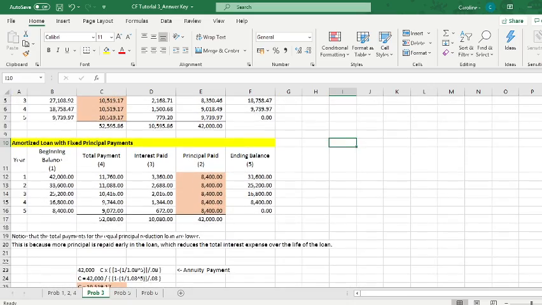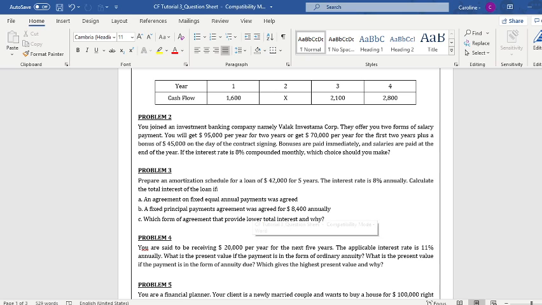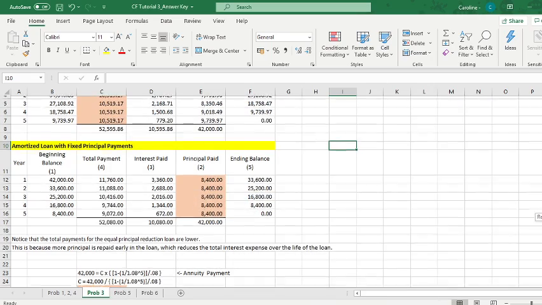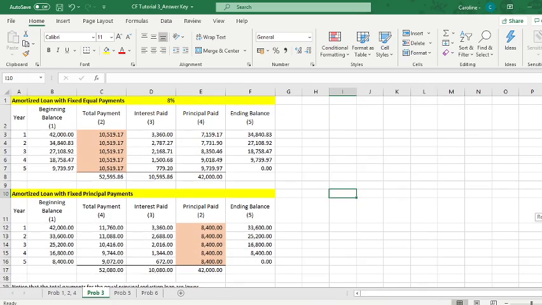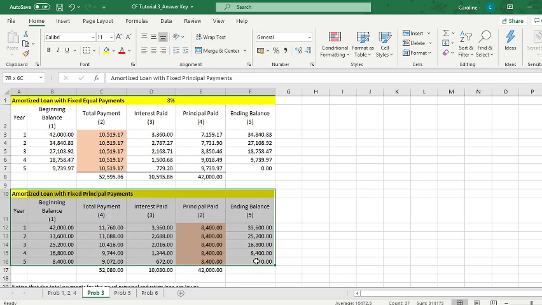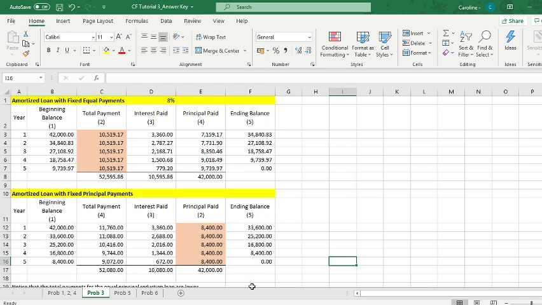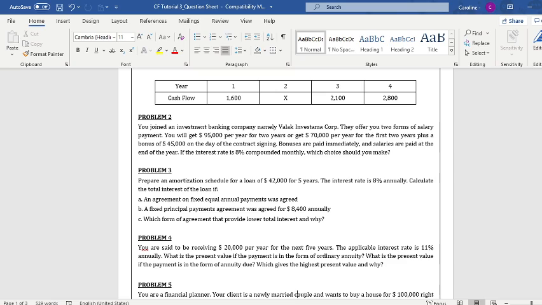And if you are asked which amortized loan you have to choose, of course you have to choose this one because it will result in the lower total payment. Okay, that is problem 3. Now we are moving on to problem 4.